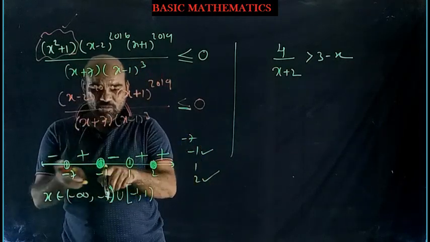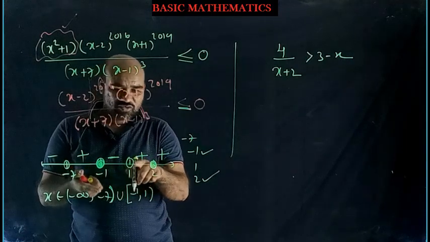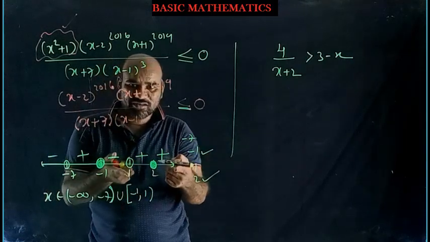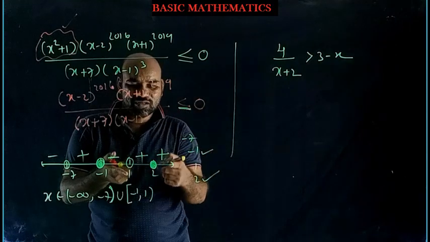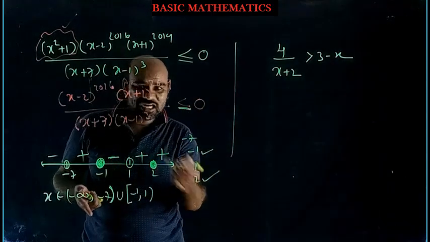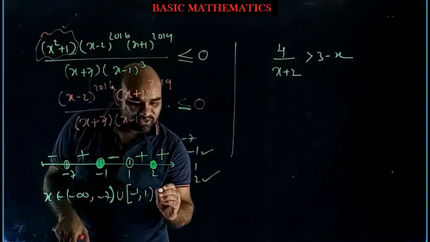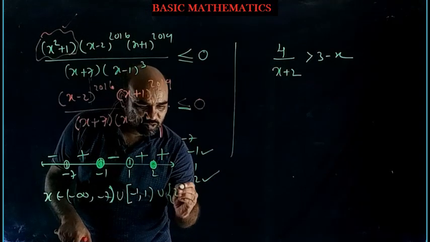Minus 1 to 1 is the minus symbol. So after 1 comes the plus symbol. You can't take the plus symbol. But 2 we should take, because 2 is satisfying the equation. So that's why we take the union with the set {2}.